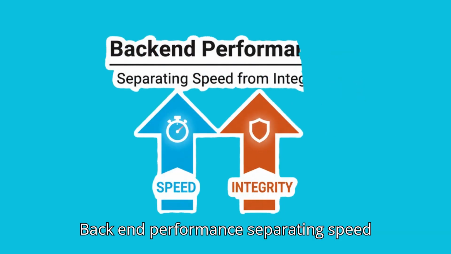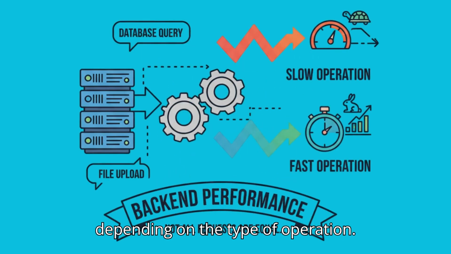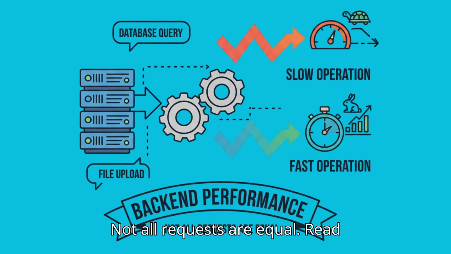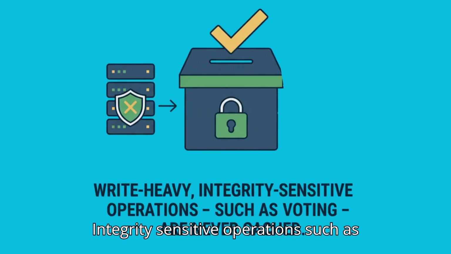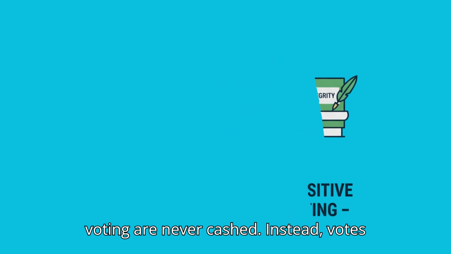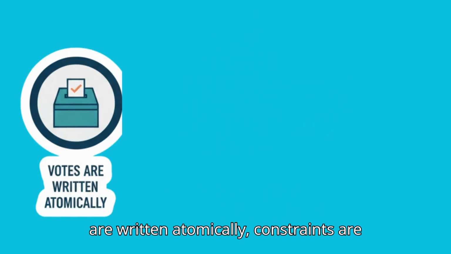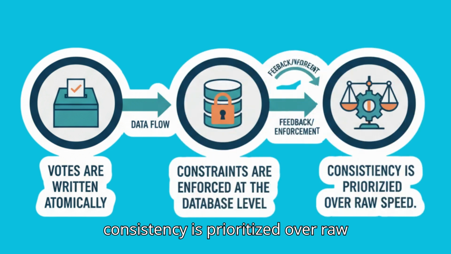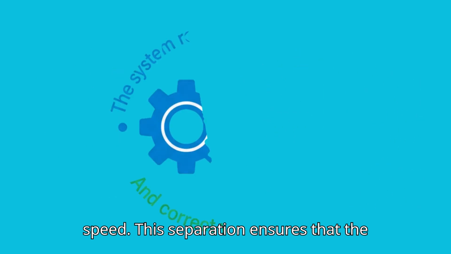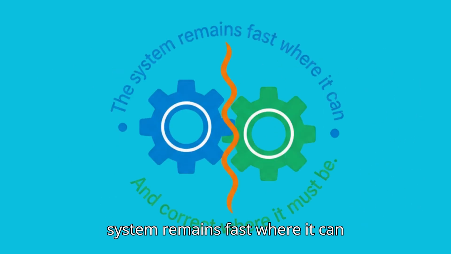Backend performance, separating speed from integrity. On the backend, performance is treated differently depending on the type of operation. Not all requests are equal. Read-heavy operations, such as loading polls or video metadata, are optimized using caching strategies. Write-heavy, integrity-sensitive operations, such as voting, are never cached. Instead, votes are written atomically, constraints are enforced at the database level, and consistency is prioritized over raw speed. This separation ensures that the system remains fast where it can and correct where it must be.